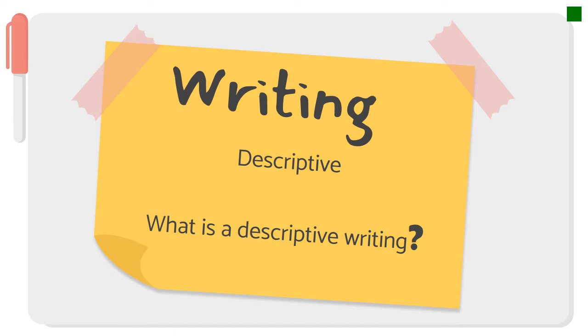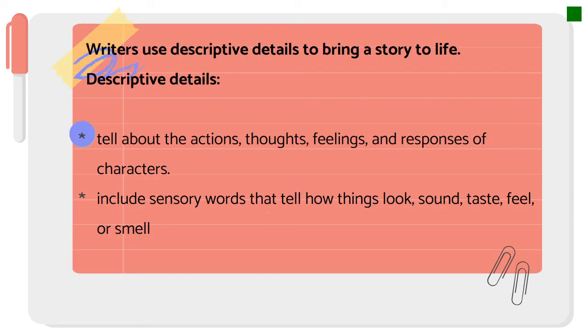Now it's time to practice some writing. We're going to learn how to write a descriptive writing. What is a descriptive writing? Writers use descriptive details to bring a story to life. Descriptive details tell about the actions, thoughts, and feelings of characters. Include sensory words, we're going to practice and learn about them more, that tell how things look, sound, taste, feel, or smell.